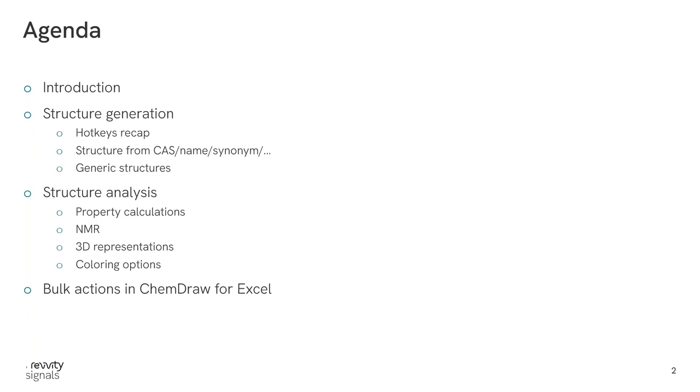We will look at the NMR predictions, different options to create 3D representations of your structures, including also some coloring options. And then we will wrap it up with some of the bulk actions that you can perform in ChemDraw for Excel. That could be bulk actions like calculations or predictions on a list of compounds, as well as some combinatorial chemistry, both as done within ChemDraw for Excel.